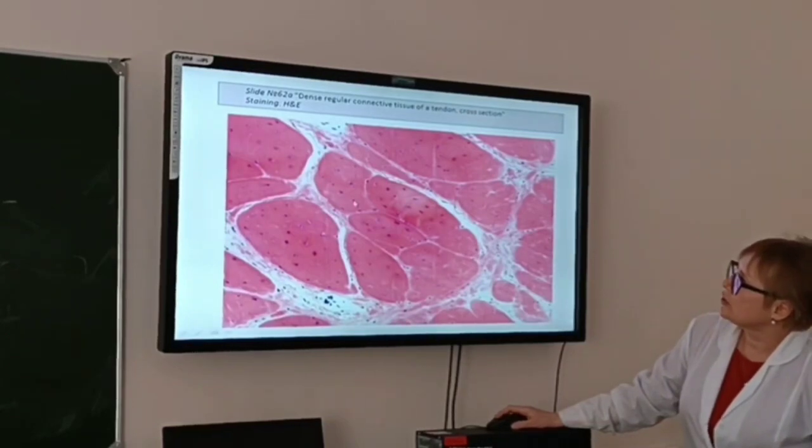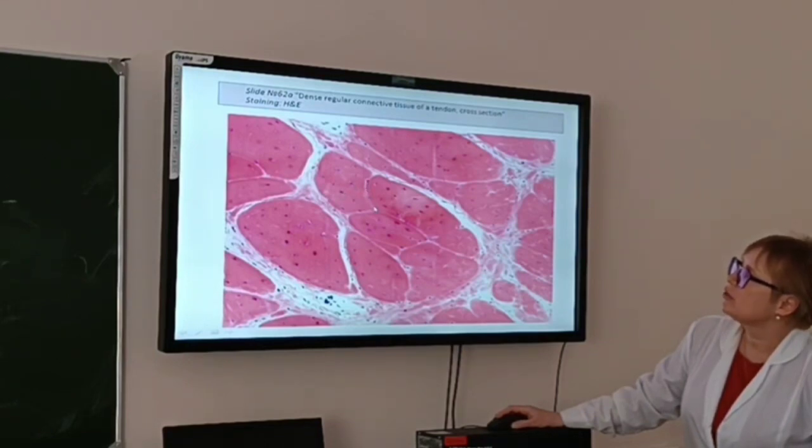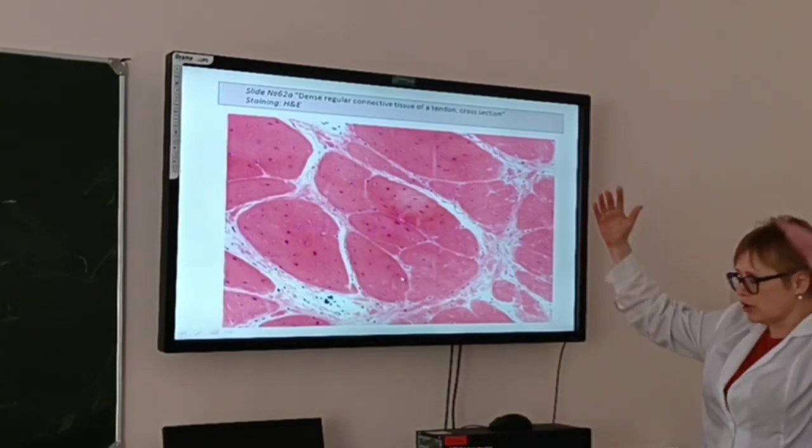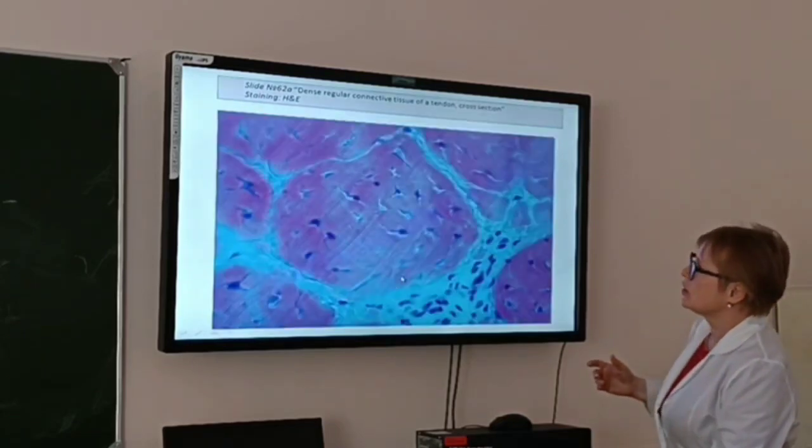With magnification, again: first order, first order, first order, second order, one more second order, all this third order. Here are fibroblasts or fibrocytes, this is endotendinium, very thin, this is thicker peritendinium, and the outer epitendinium. Is it clear?